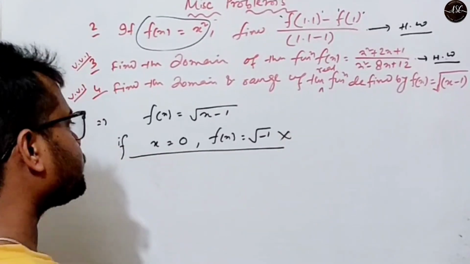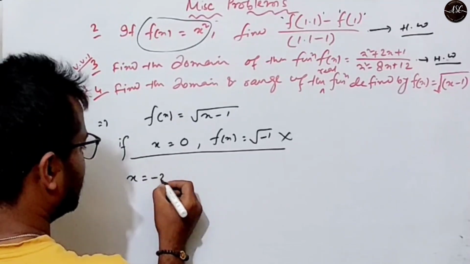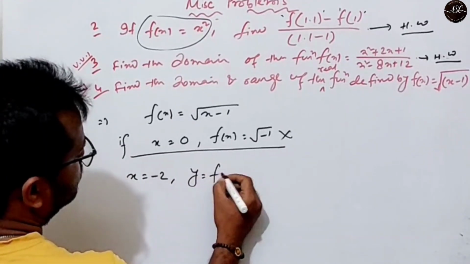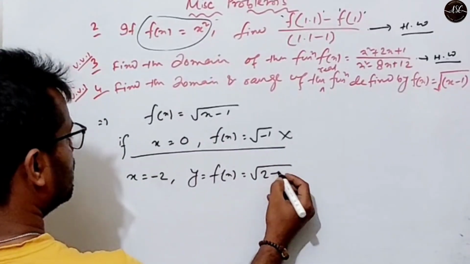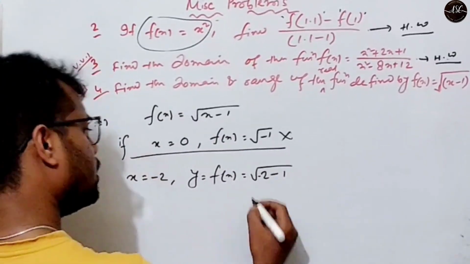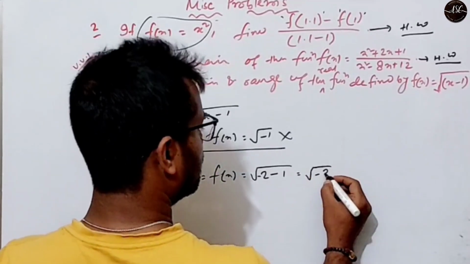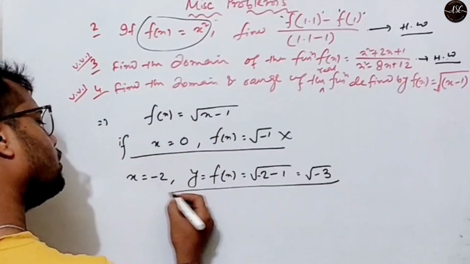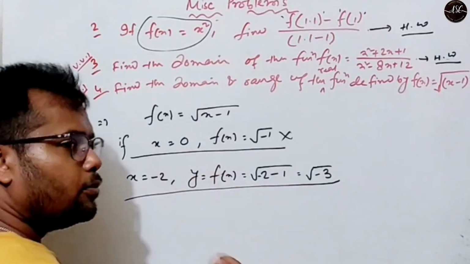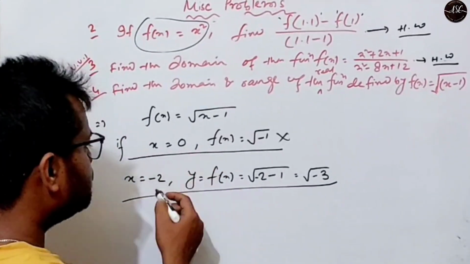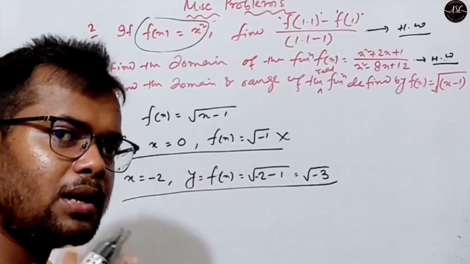Okay. So if we take x equal to minus 2, then y is equal to f(x) equal to root of minus 2 minus 1, that is root of minus 3. Then this will also be complex, not a real number. Okay. So we found from 0 up to minus infinity we cannot take as the value of x.